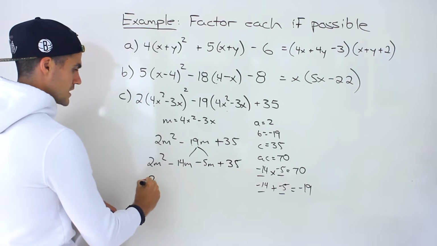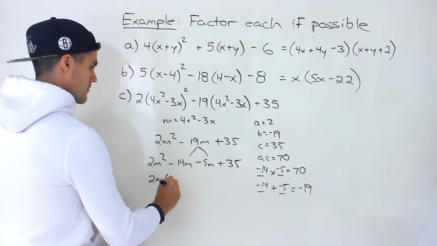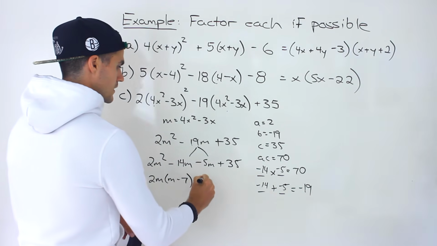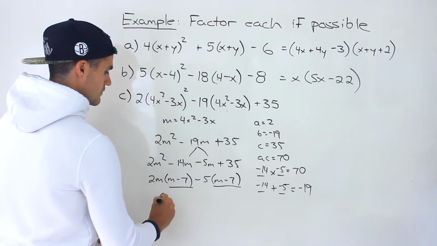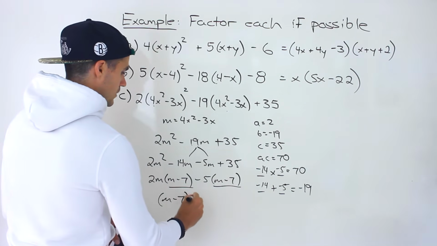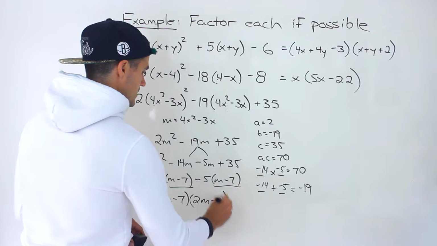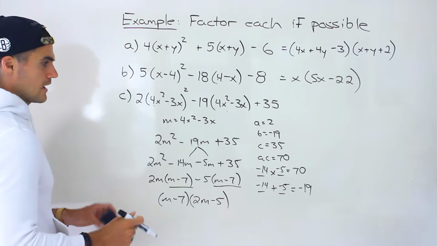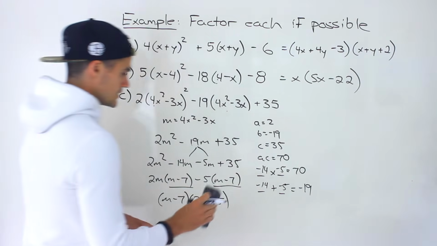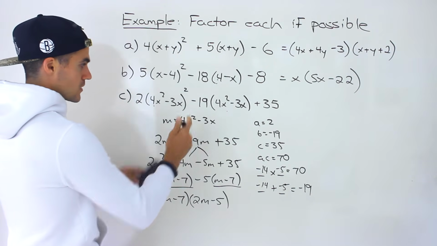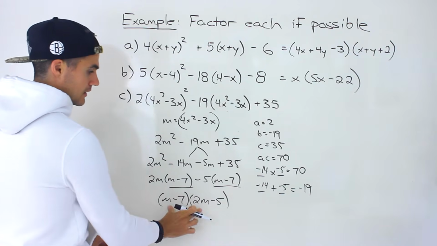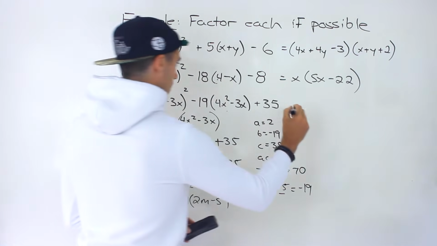From these two, we can take out a 2m, so we're left with m minus 7. From these two, we can take out a negative 5, left with m minus 7. Then we can take out the m minus 7, and we're left with 2m minus 5. Now we've got to bring back this 4x squared minus 3x and plug it in for those m values.